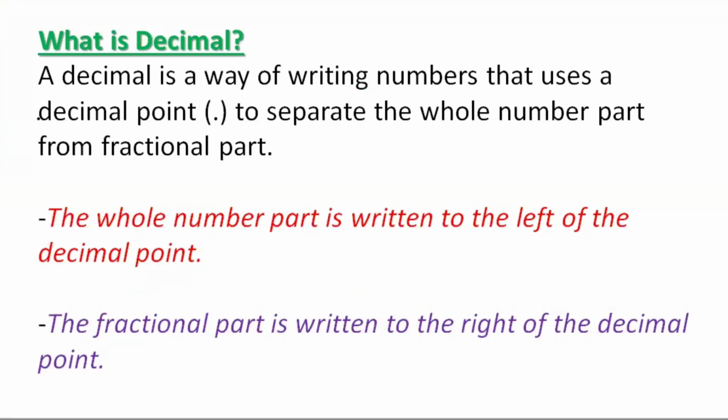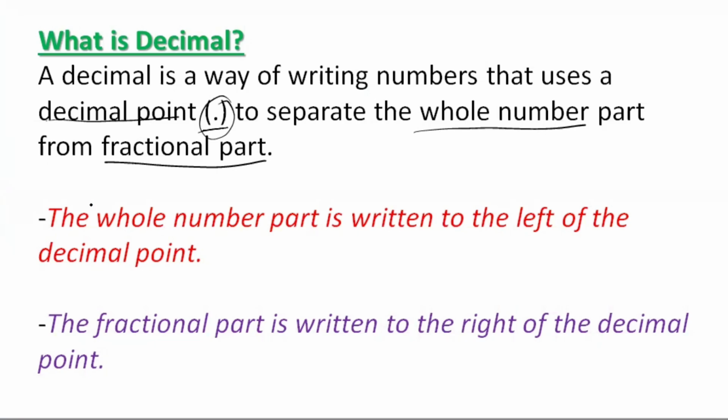So what is a decimal? A decimal is a way of writing numbers that uses a decimal point. This is the decimal point. Why does it use the decimal point? To separate the whole number part from the fractional part. Okay. So what is a decimal? A decimal is a way of writing numbers that uses a decimal point to separate the whole number from the fractional part.